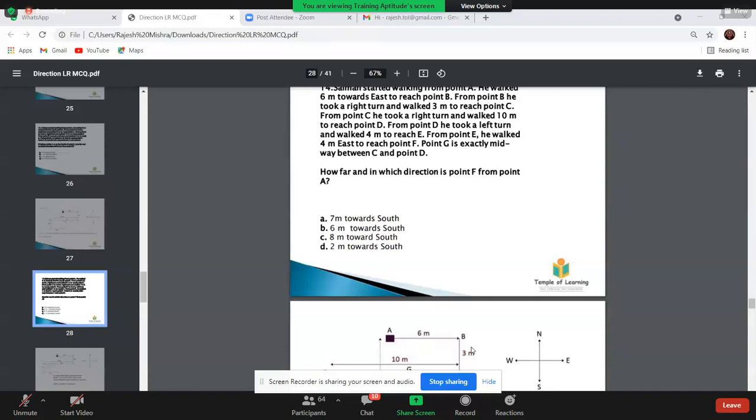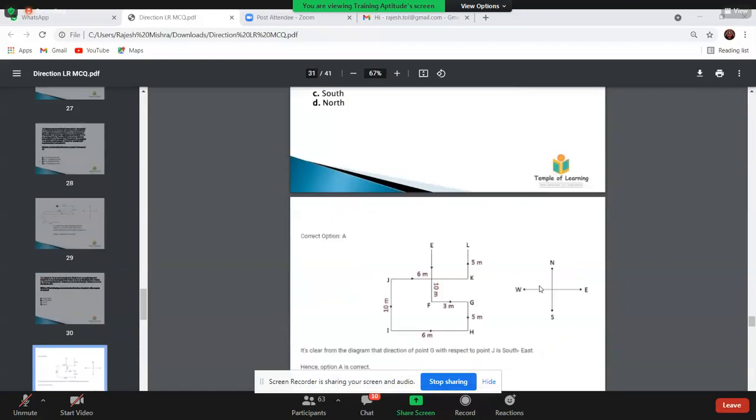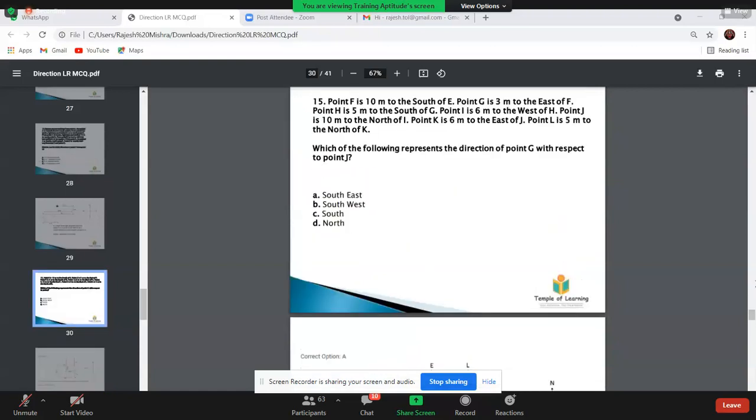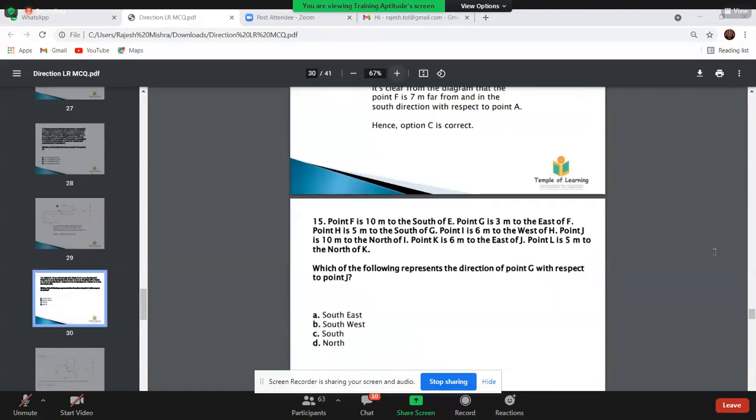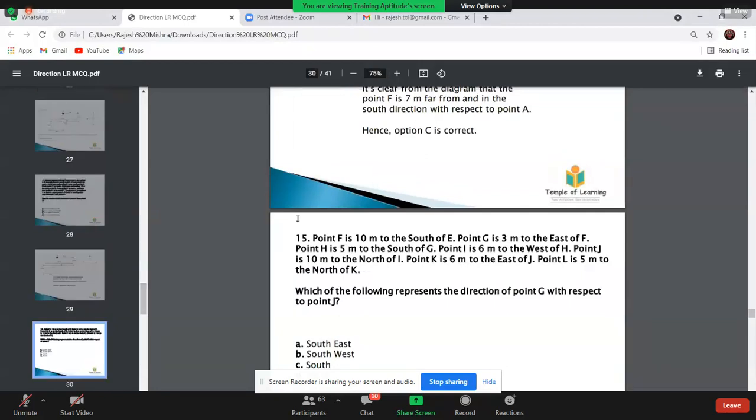Good questions. Question number 15. Now question number 15 is a different question. Solve it quickly. Please draw the diagram. Question number 15. Draw the diagram quickly. Very fast.